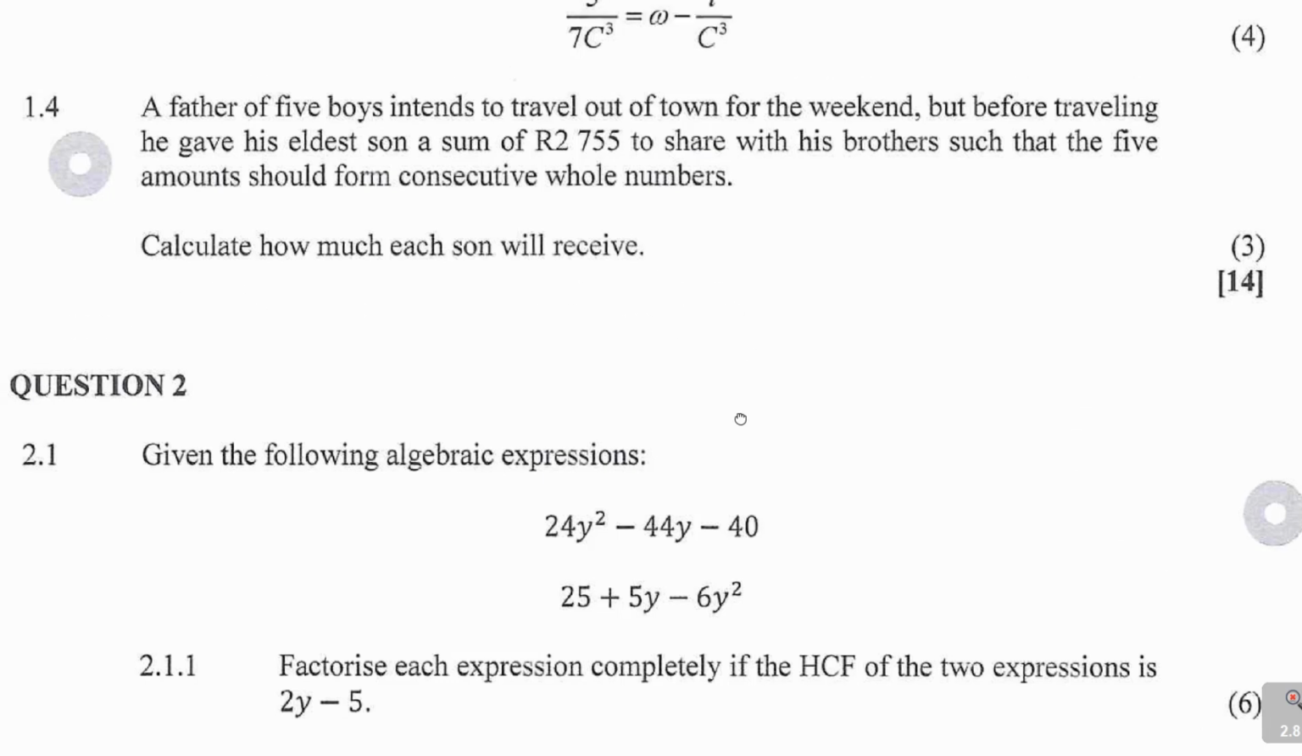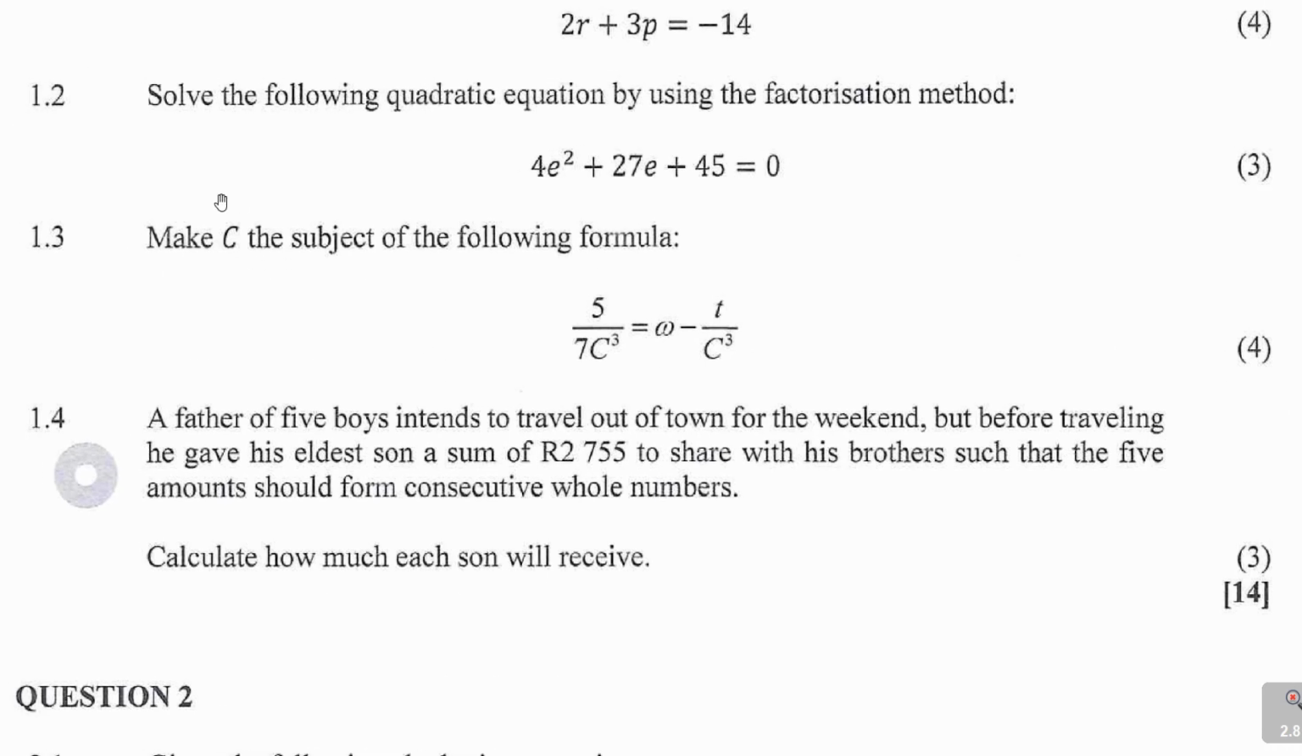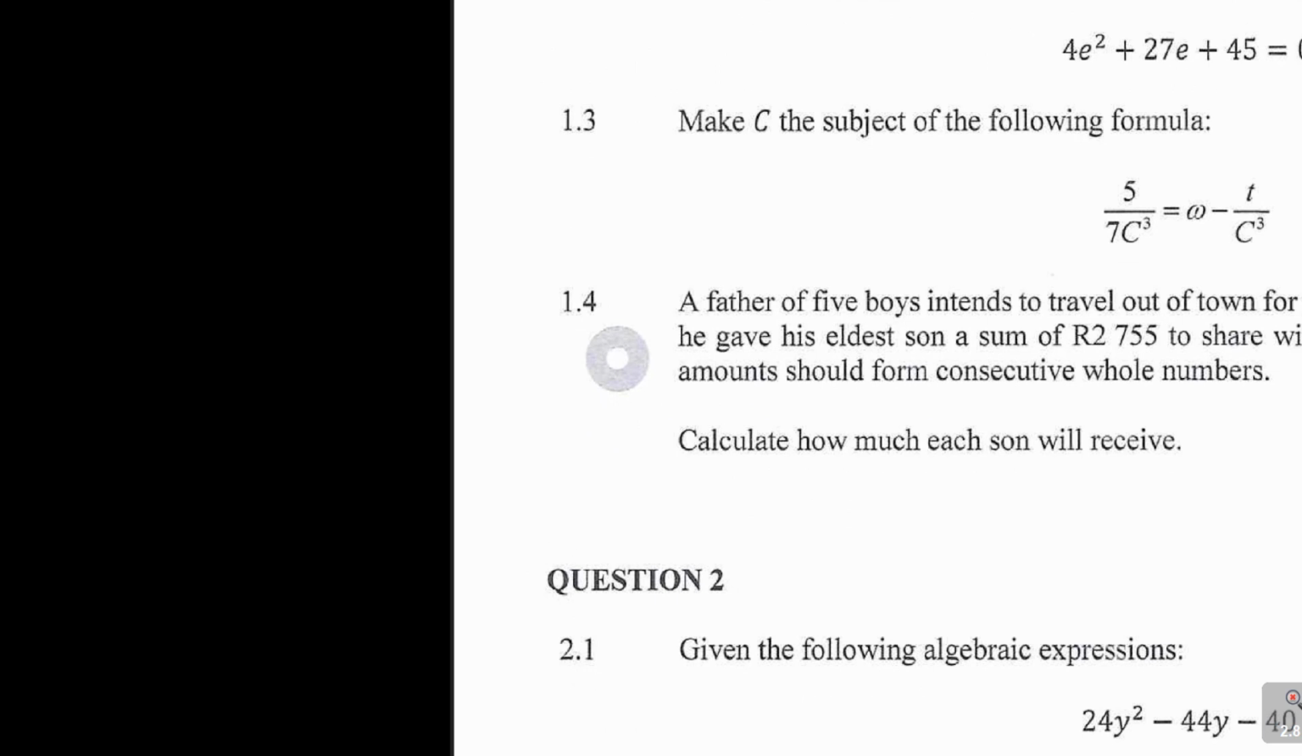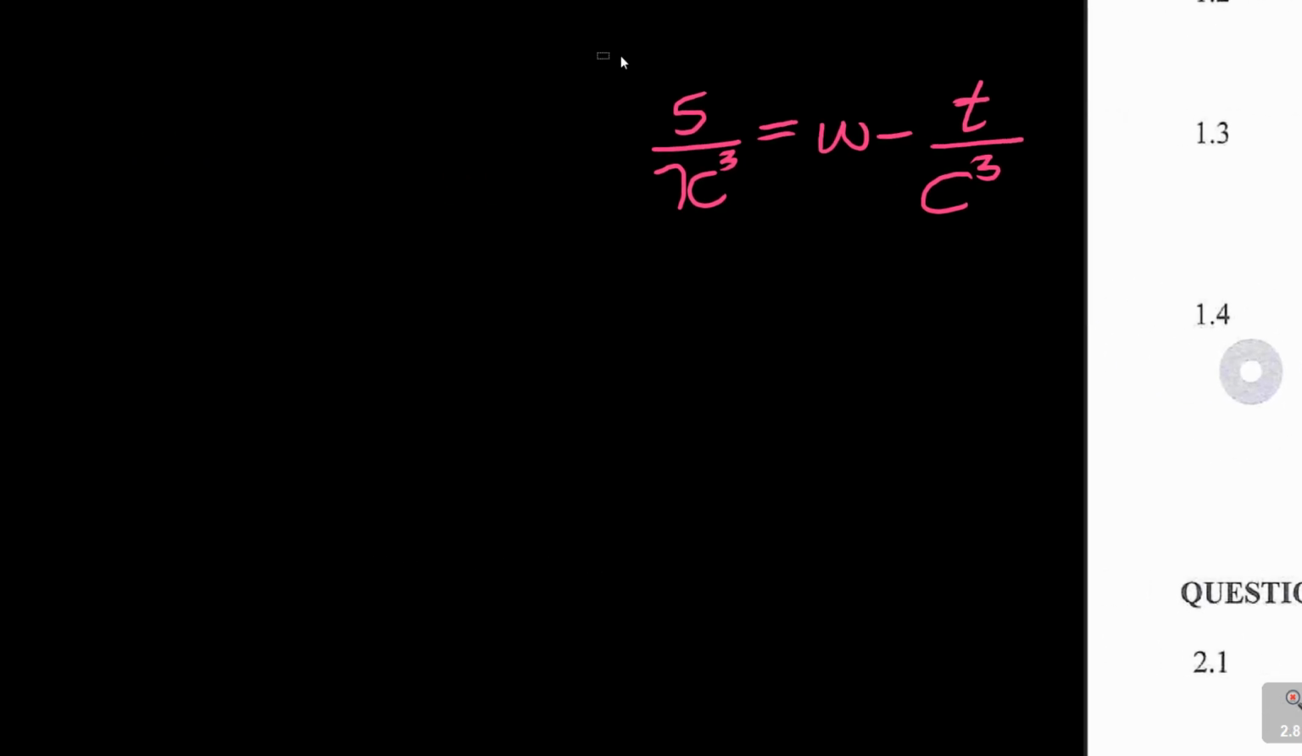The next question here was on question 1.3. Make c the subject of the formula here. Okay, 4 marks. This looked more difficult, but it seems the subject of the formula needed more marks than that. I don't know why they did that, but let's check it. It's 5 over 7c cubed. Careful there. Is equal to, it's not really w there, but it's more like angular speed, minus t over c cubed. And they want me to make c the subject, you see.